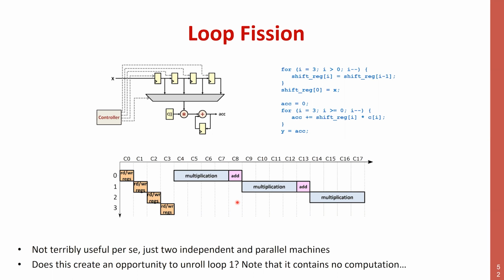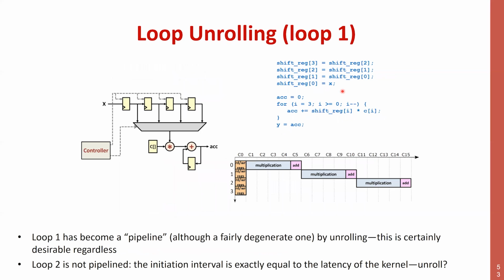And in particular, there is an opportunity to unroll the first one. First of all, because it has no loop carry dependency, and second, because it has no computation. It's just transferring values, right? So it seems reasonable to try to unroll it and see it like this.